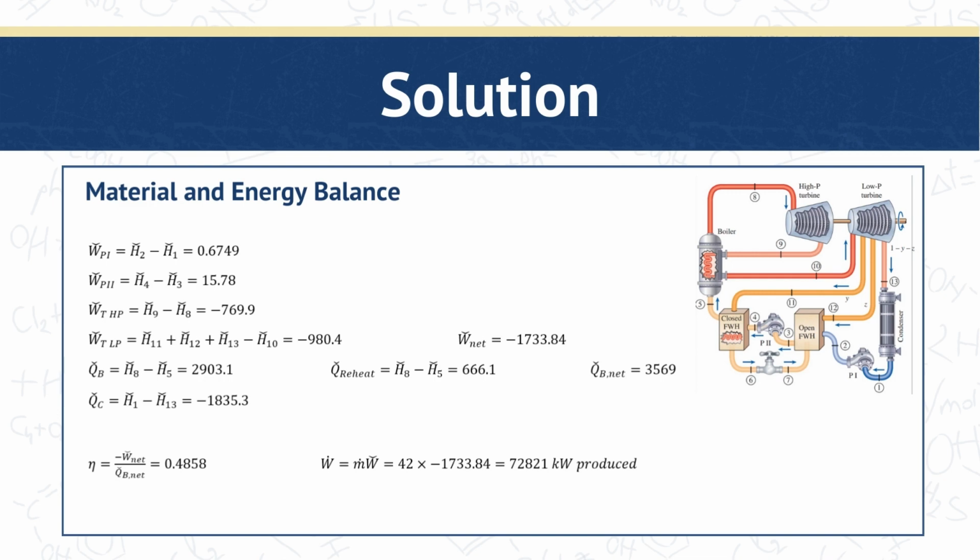We can also calculate the net power by multiplying the mass flow rate by the specific work. As I have mentioned in the problem, the mass flow rate is 42 kilograms per second. And multiplying that by the net work produced, we have 72,000 kilowatts produced.